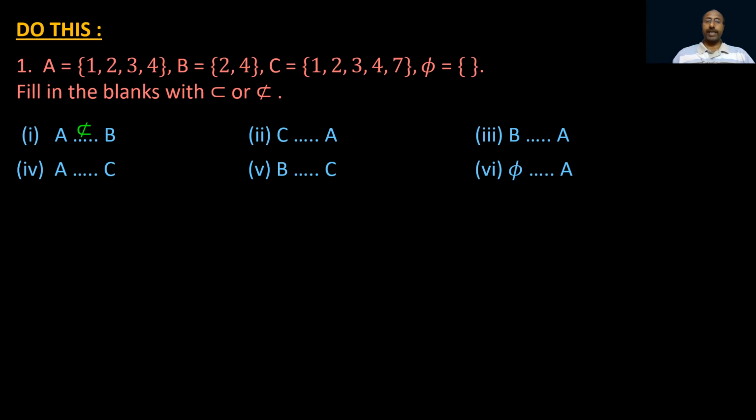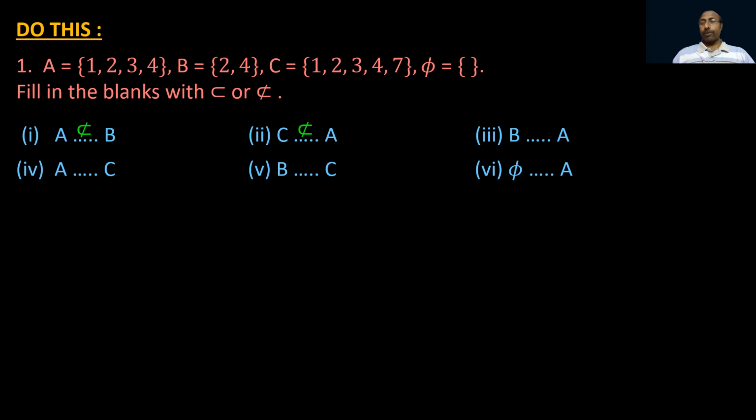Okay. Take the second one, C blank A. C is the set of elements 1, 2, 3, 4 and 7, and A is the set of elements 1, 2, 3 and 4. So all the elements of C are not present in A because there is an element 7 in C which is not present in A. So we can write C is not a subset of A.